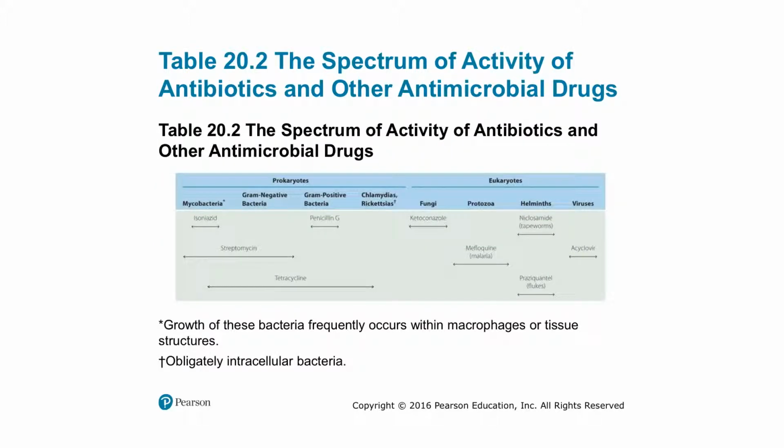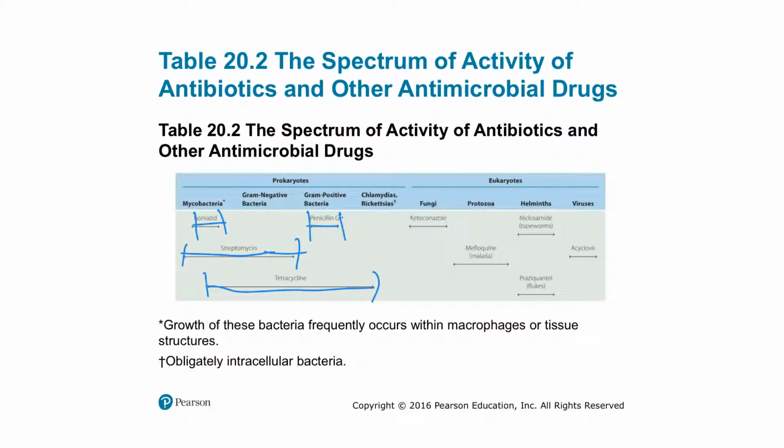This table shows you the spectrums of some of the antibiotics we have. I'm going to start with the bottom. Tetracycline is a very useful one, and it kills a lot of different bacteria, specifically prokaryotes. It's going to kill gram-positive, gram-negative, as well as chlamydias, rickettsias, and mycobacterium. Streptomycin will mainly work on gram-negative bacteria and mycobacteria. Isoniazid is going to kill the mycobacterium, and penicillin is going to focus on the gram-positive bacteria.